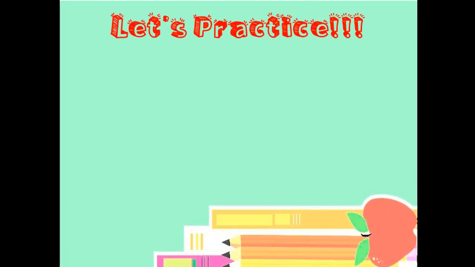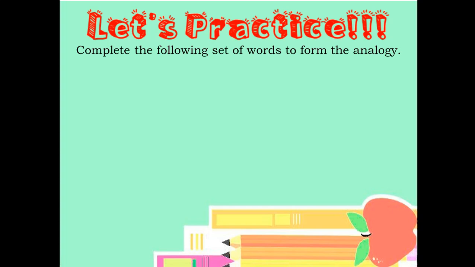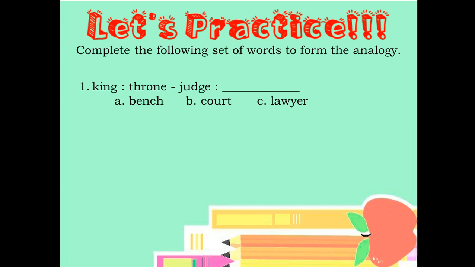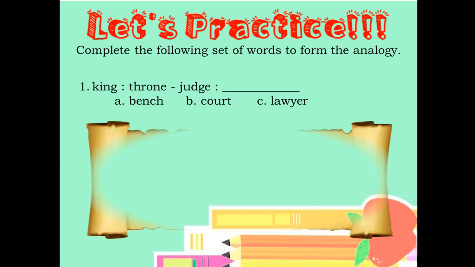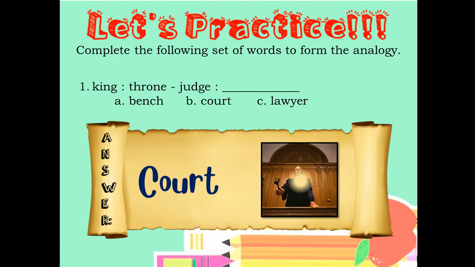Now, let's do this practice. Please get a piece of paper so that you can jot down your answer and we can check them later on. Okay, complete the following set of words to form the analogy. Number 1. King is for throne. Judge is for blank. A. Bench. B. Court. Or C. Lawyer. What would be your answer? If king is for throne, judge is for blank. The answer is, that's correct. Letter B. Court.